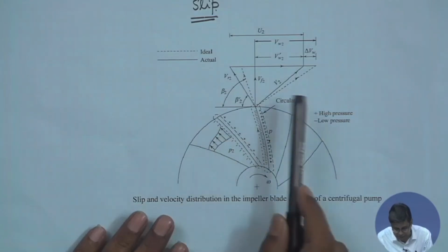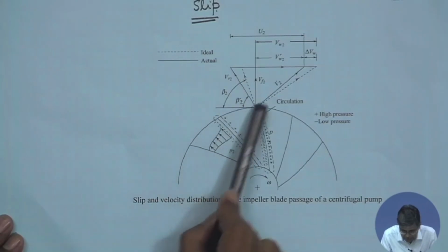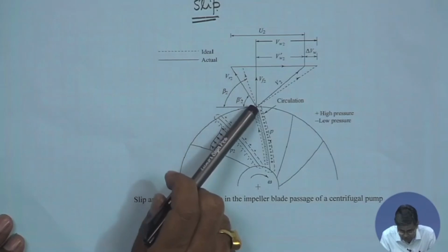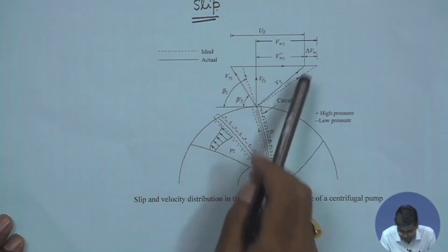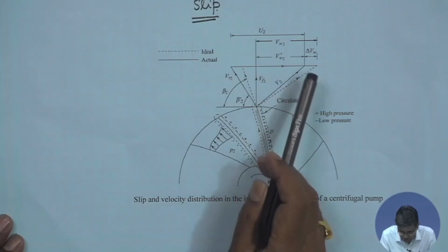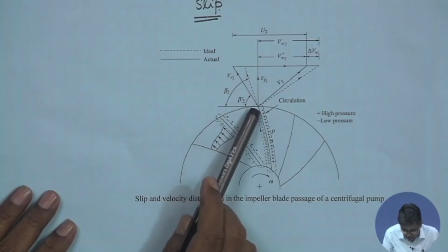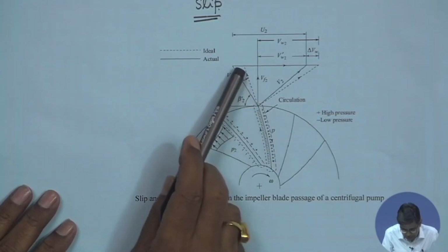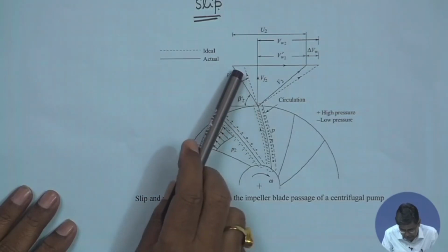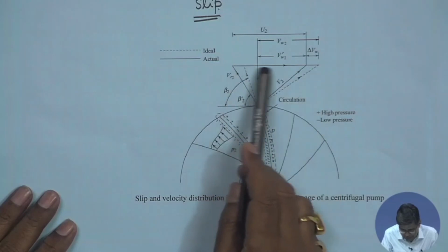So, this finally results in a velocity distribution which is given by the firm line. Now, first of all, we see the dotted line, that means the triangle with dotted line. So, this is the VR2, which, see carefully, is being aligned with the blade angle at the outlet, the impeller blade angle at the outlet. This is obviously your V2 and this is your U2.